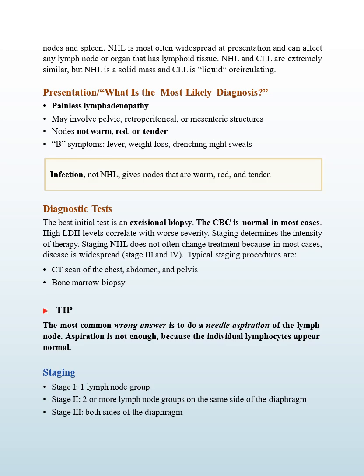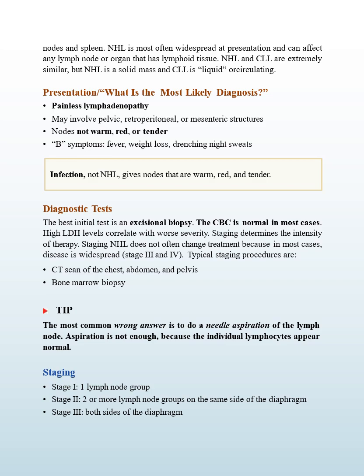Typical staging procedures are number 1, CT scan of the chest, abdomen, and pelvis, and number 2, bone marrow biopsy. There is a clinical tip which states that the most common wrong answer is to do a needle aspiration of the lymph nodes. Aspiration is not enough because individual lymphocytes appear normal.